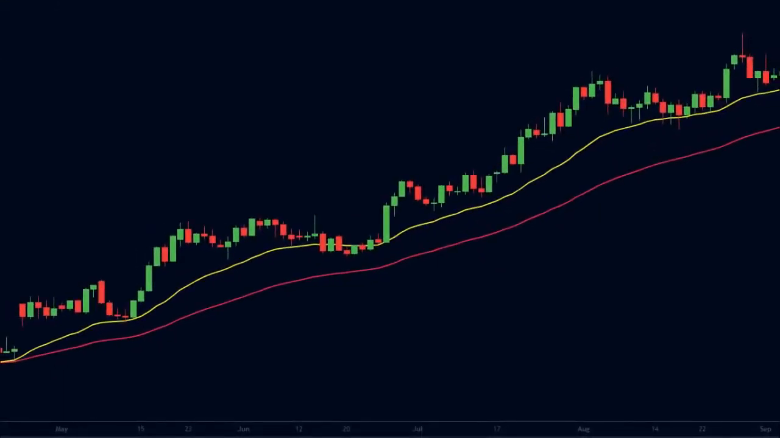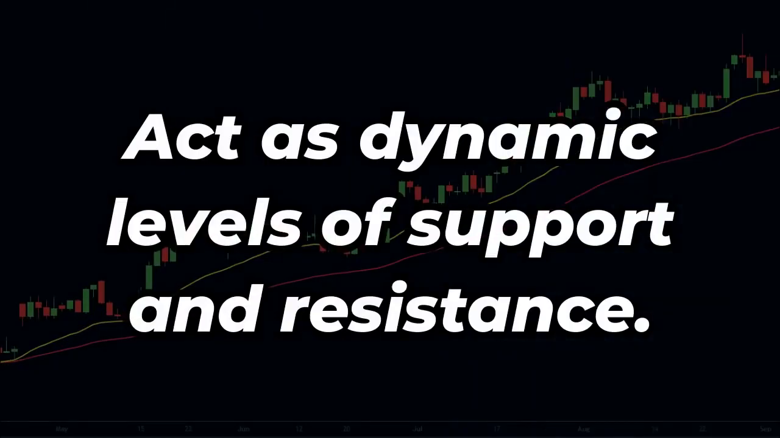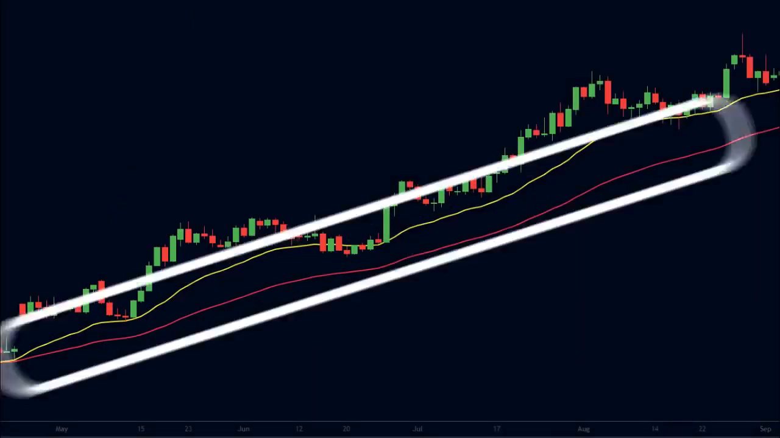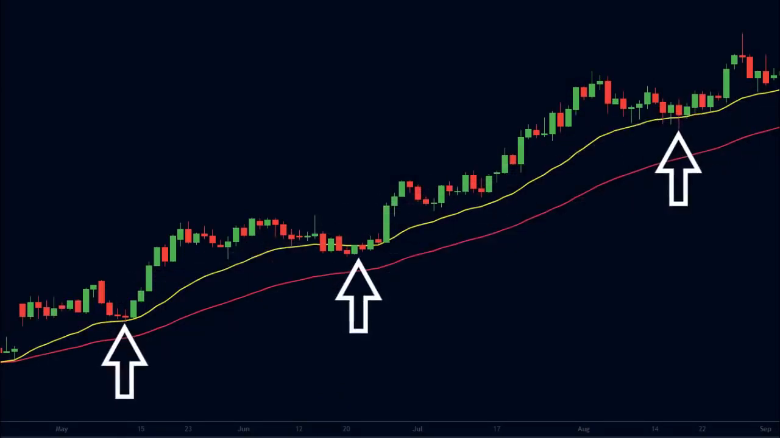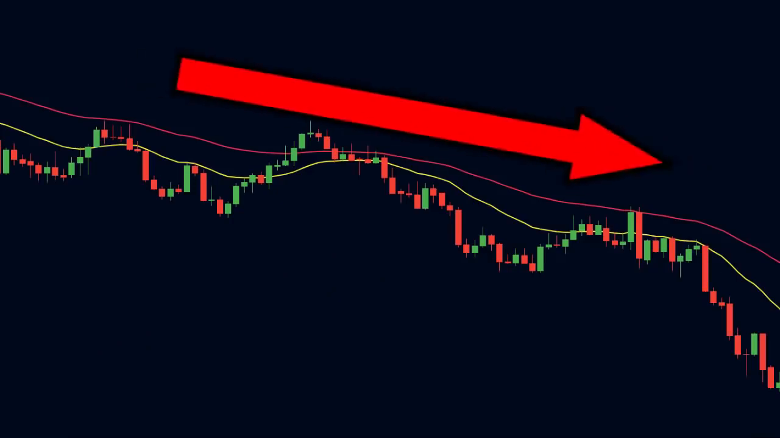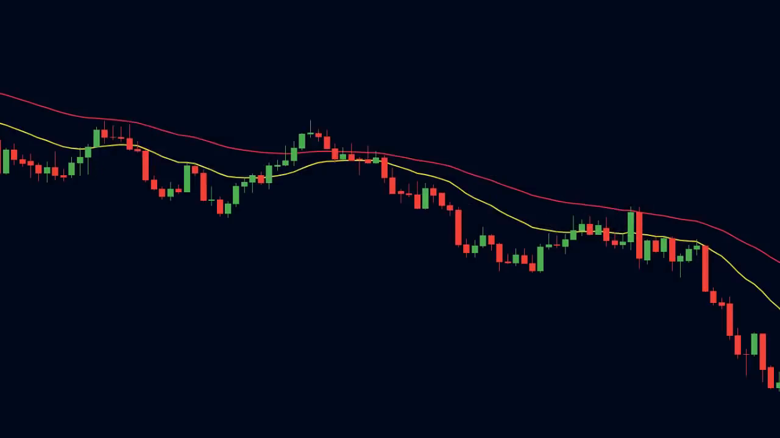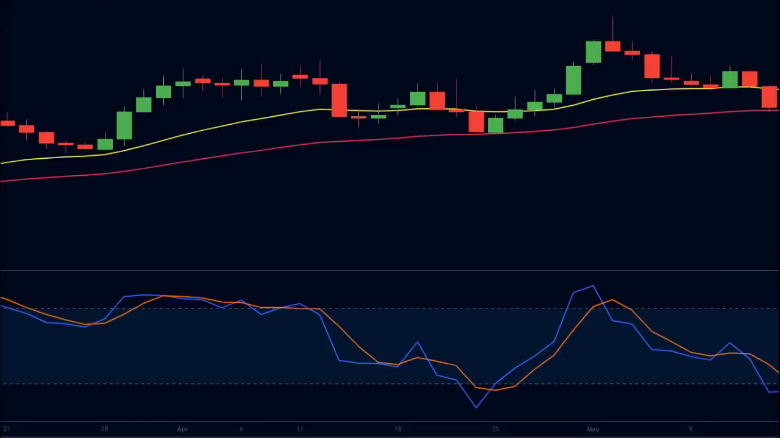Another characteristic of a moving average is that they act as dynamic levels of support and resistance in trending markets. For instance, in an uptrend, we see that the area between the 21 and 50 EMA acts as support multiple times. Similarly, in a downtrend, we notice that the area between the 21 and 50 EMA acts as resistance multiple times. We will use this characteristic and combine it with the stochastic to enter and exit the markets. So let's look at the rules for buying and selling.